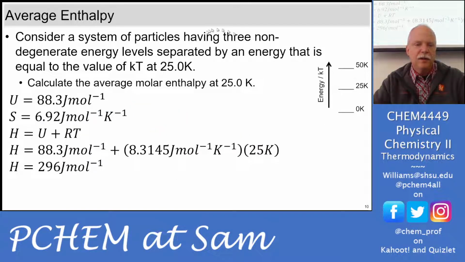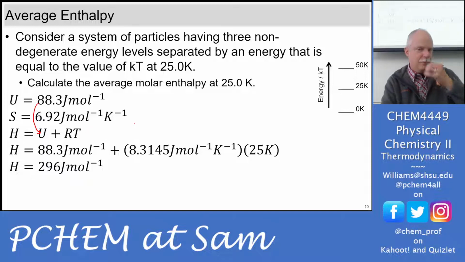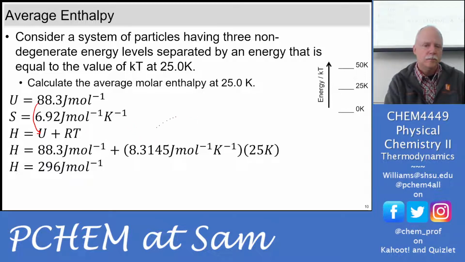Okay, so we've calculated these first two values. Let's go ahead and calculate the enthalpy. Calculate the average molar enthalpy at 25 Kelvin, same energy level diagram. So now we use the internal energy here, and we have the gas constant times temperature. And so that's our H, 296 joules per mole.